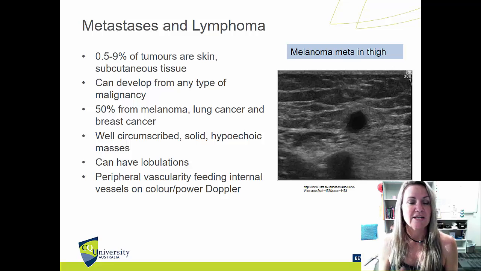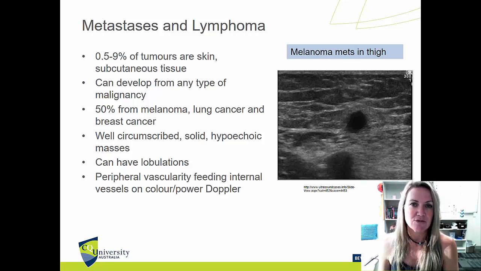So it could look a little bit like a melanoma, for instance, or something like that. So we'll talk about a couple of other little lesions that you may come across. So you could get these metastases. They can come from any type of malignancy, so patient history is important.